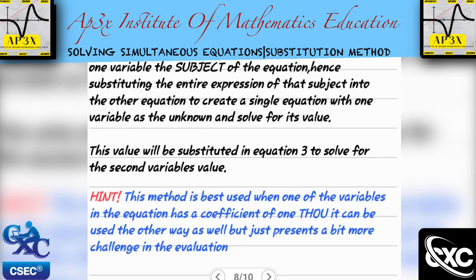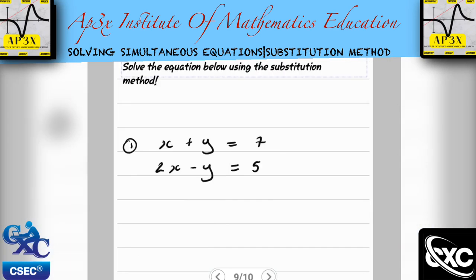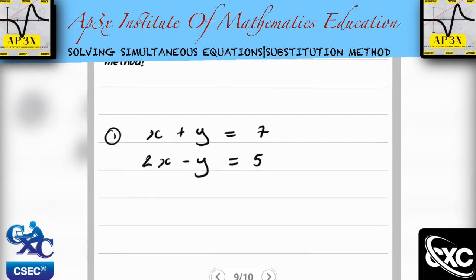This method is best to use, as I said earlier, when one of the variables in the equation has a coefficient of 1. Now, please note that this method can still be used even if the coefficient is not 1. It just basically causes a bit more challenge. So not every student is able to handle working with fractional equations. So I do recommend that you apply this method only when your variable has a coefficient of 1. So let's dive right in here with our very first example.